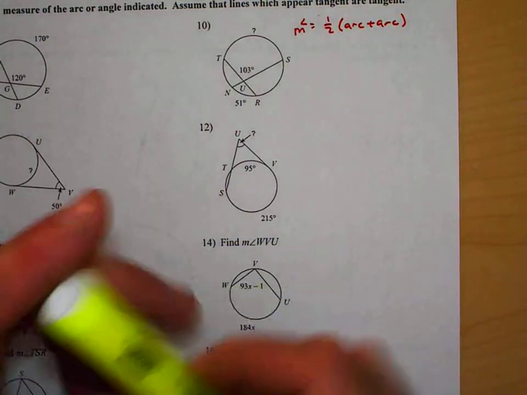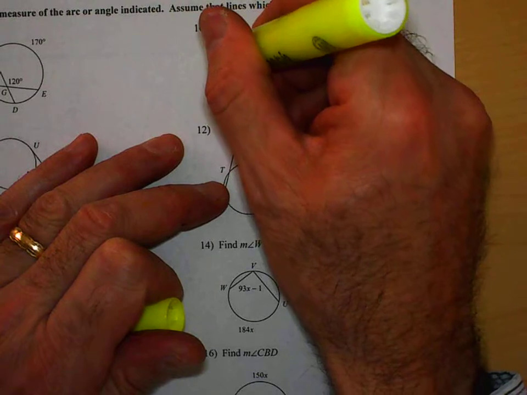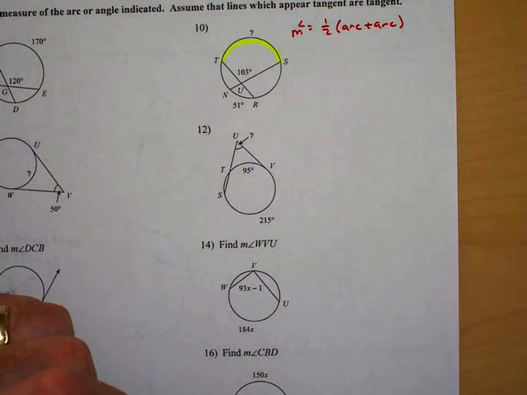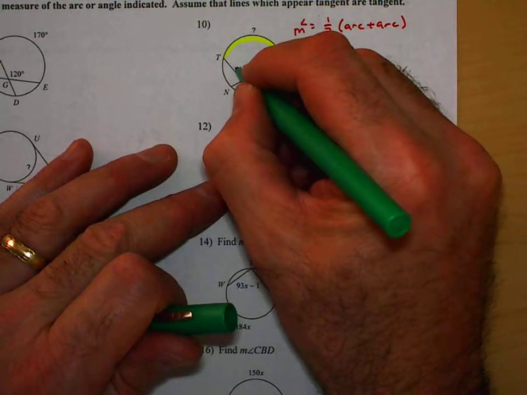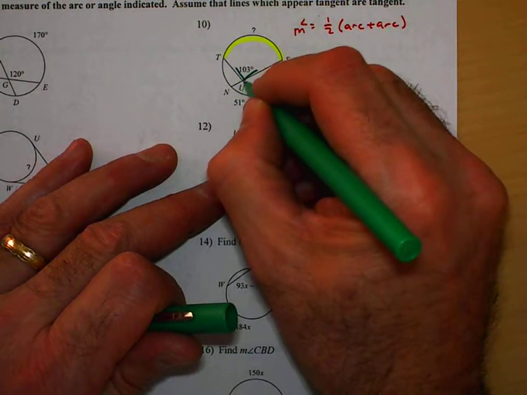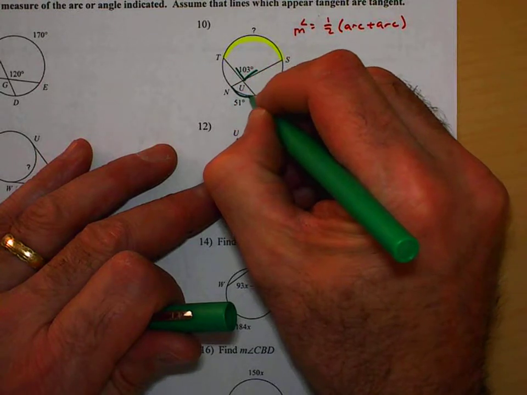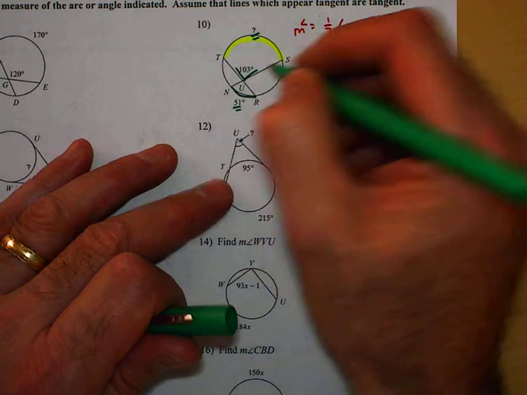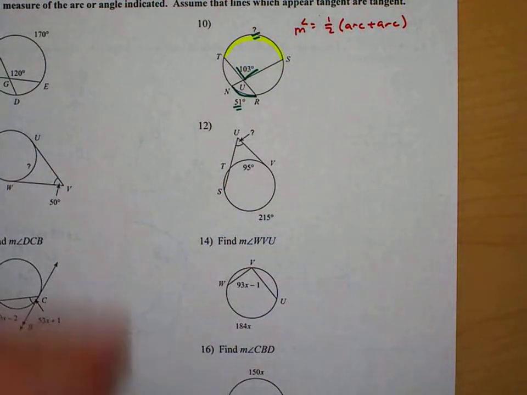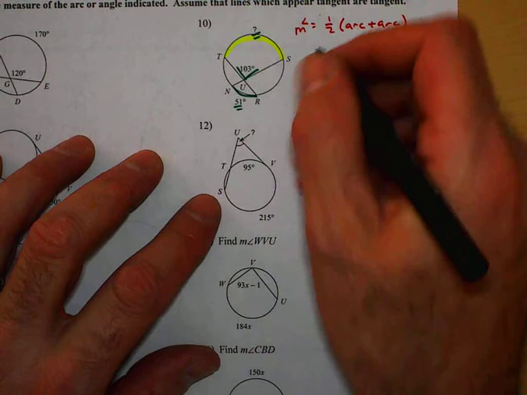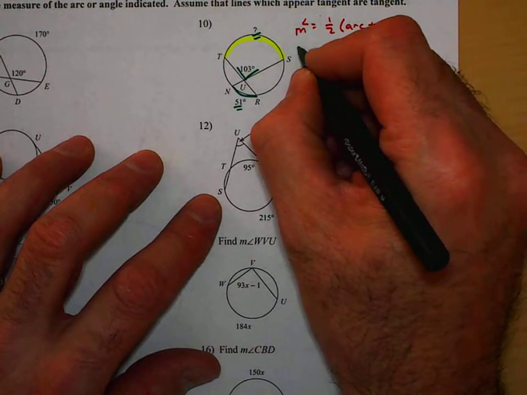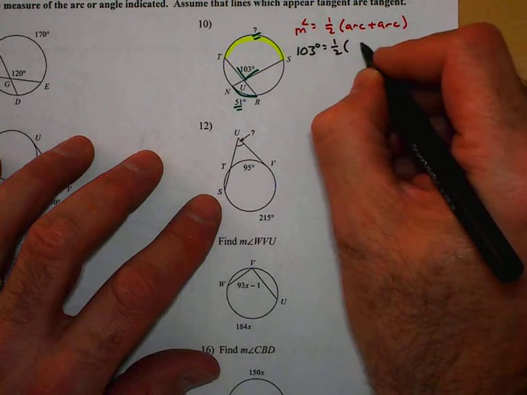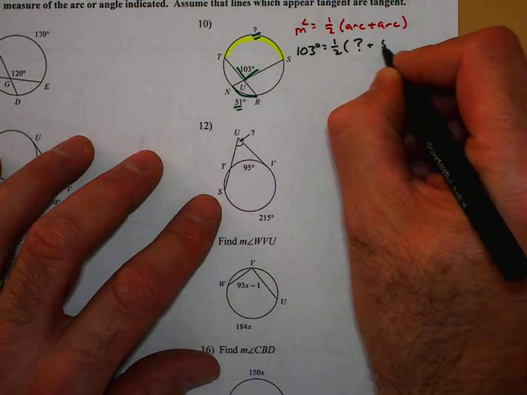And again, highlighting what we're looking for, this arc. And we also have this angle intercepting that arc, and we have its opposite angle intercepting this arc. So we have this, and we have that angle. Now I can go ahead and plug those in. The angle goes in for the measure of the angle, 103. The arc, one of them is a question mark, and one of them is 51 degrees.